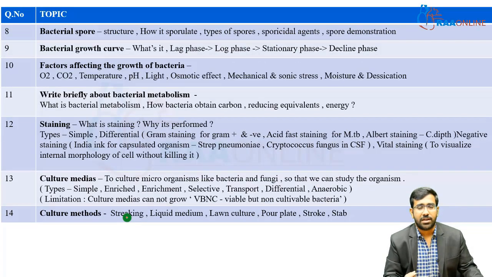And question number 8, we have the bacterial spore. Bacterial spore comes under bacterial morphology, and you should know the various cross-sectional views of the spore, how the spore sporulates, and the various types of spore like bulging and non-bulging, central, subterminal, and terminal. You must know the position, and also what chemical and sporicidal agents the spore is resistant to, the chemical agents which disinfect the spore, and the demonstration of spore by 0.5% to 1% acid fast and other stains used for demonstration of spore.